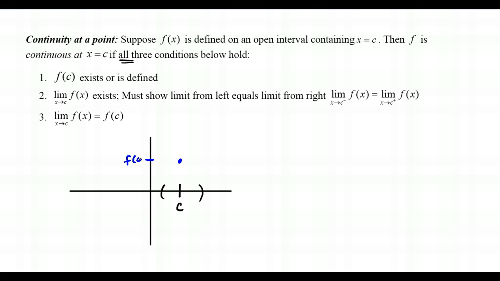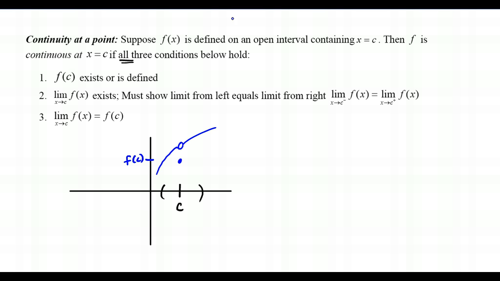So here's my f of c. I've satisfied part 1. f of c exists, or it is defined. When I substitute it in, I get something out. Part 2 says that the limit as x approaches c of f of x has to exist. So as I approach c from both sides of c, my function has to get closer and closer to the same value. So what if I go ahead and draw my function to look like this?